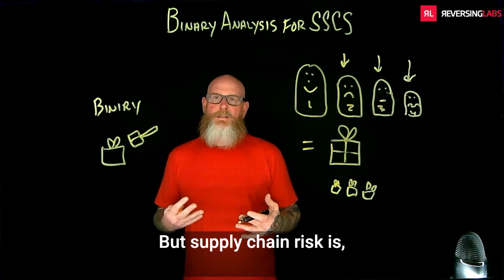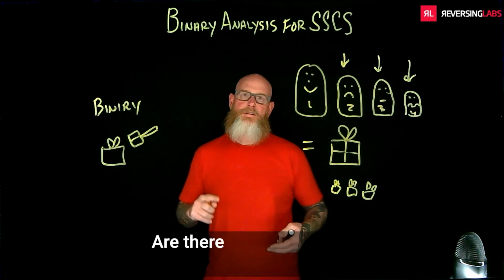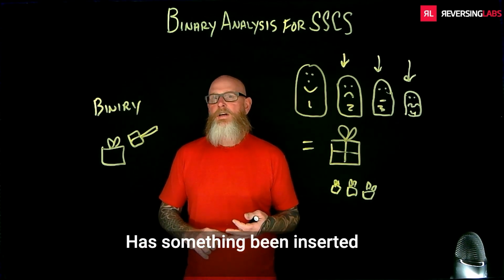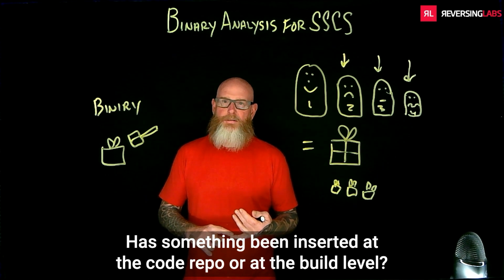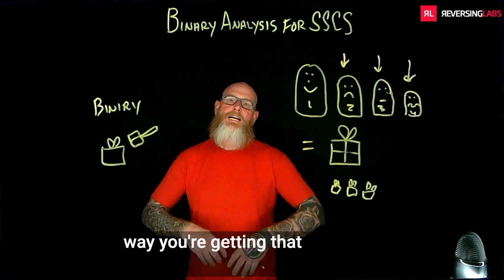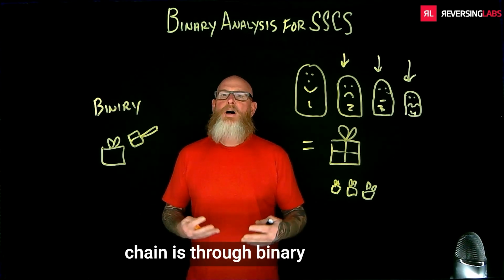But supply chain risk is, okay, what is in there? Has it been compromised? Has it been tampered with? Are there secrets that are potentially compromised? Has something been inserted at the code repo or at the build level? These are all common things you have to think about. And the only way you're getting that complete risk lens of software supply chain is through binary analysis.